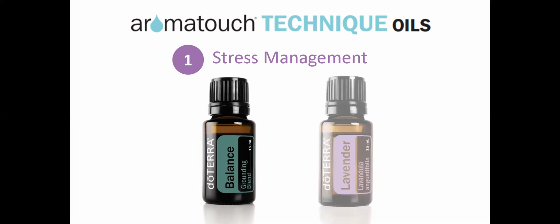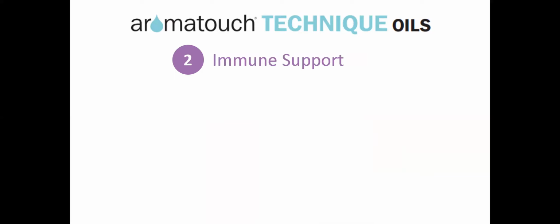The second oil we use is lavender. Lavender has been cherished for its unmistakable aroma and calming properties for thousands of years. Due to its soothing nature, it's used in the AromaTouch to promote relaxation. These 2 oils, the first ones you use, are used for stress management. The second 2 oils are for immune support.